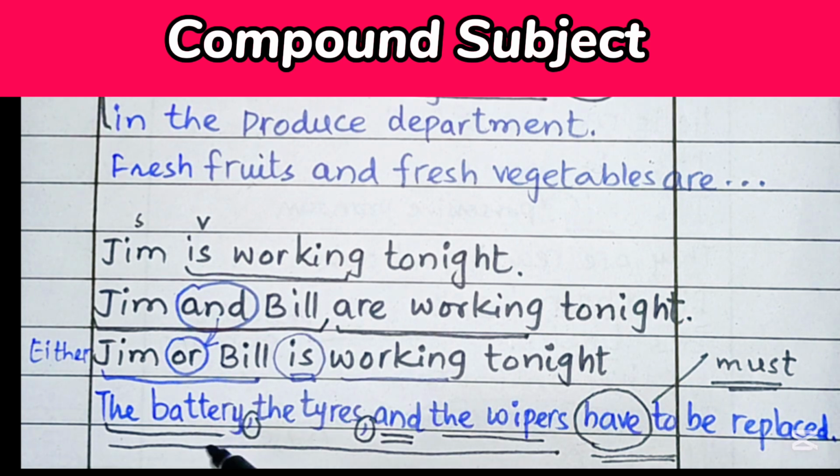So this is another example of three subjects connected by a conjunction and. It makes it a compound subject or plural subject with more than two subjects. Hope this will clear the concept of compound subject or plural subject.